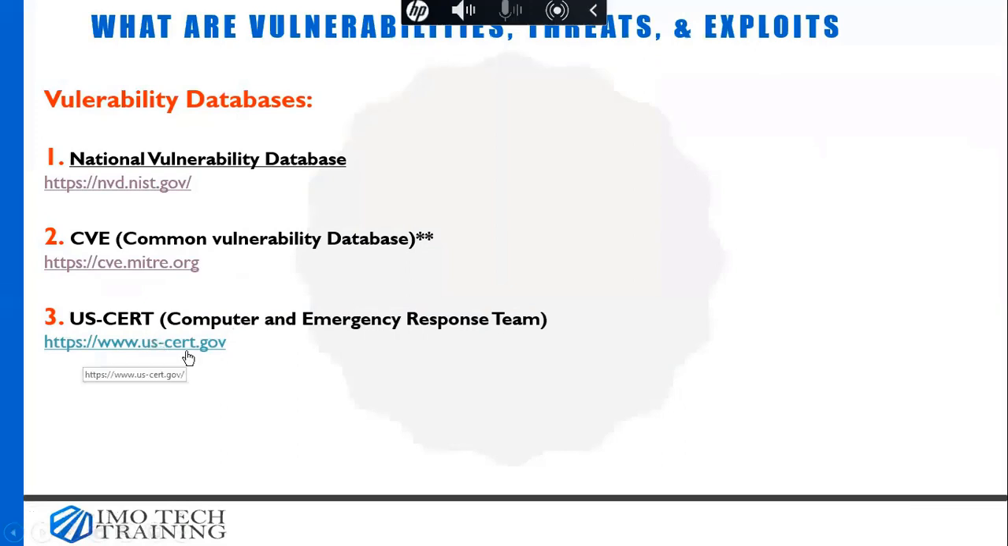And this one is just for the US government. They call it the US-CERT, right? Computer Emergency Response Team. Whatever weakness they discover within the government infrastructure, this is where they publish it, right? So all the agencies are aware of what is going on.